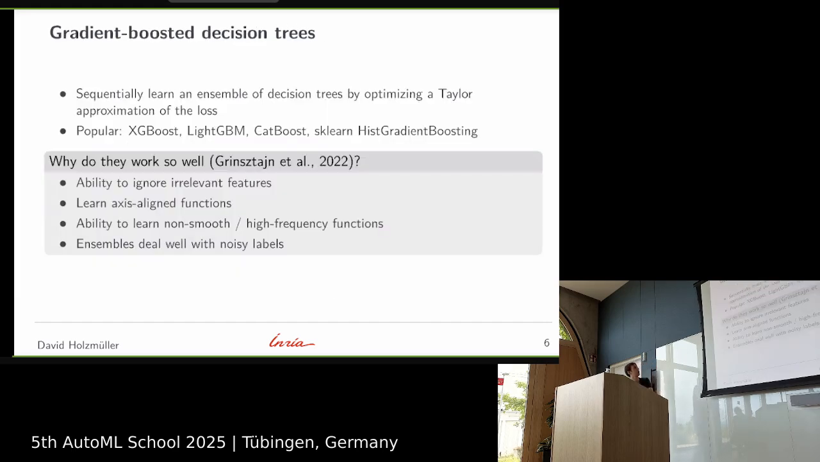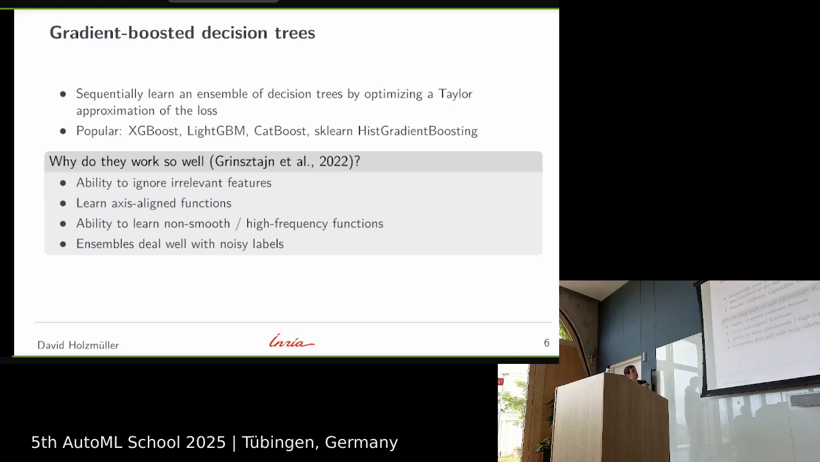So what are these methods like XGBoost? In general, the most popular methods on tabular data in the last 10 years are gradient boosted decision trees. So they learn a sum of decision trees, or an ensemble. And in contrast to random forest, they do it sequentially. They optimize a second order or first order approximation of the loss function.